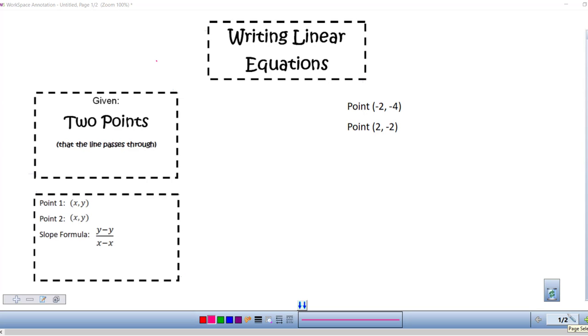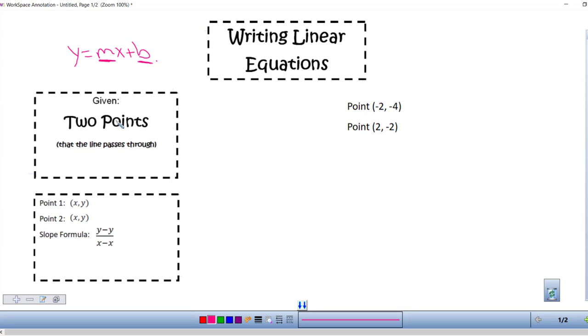Today we're going to learn how to write linear equations when we are given 2 points. So when we've been writing linear equations, we've always done y equals mx plus b, where m is our slope, b is our y-intercept. We fill in those two things every single time. We've done it before where we were given both of those pieces and we just had to plug them in.